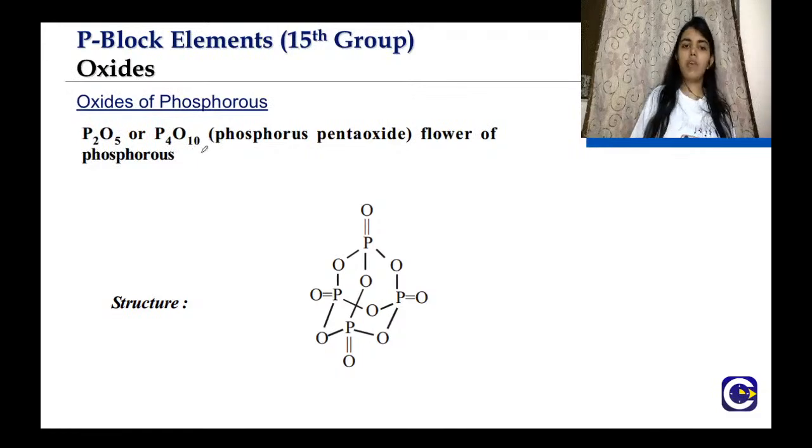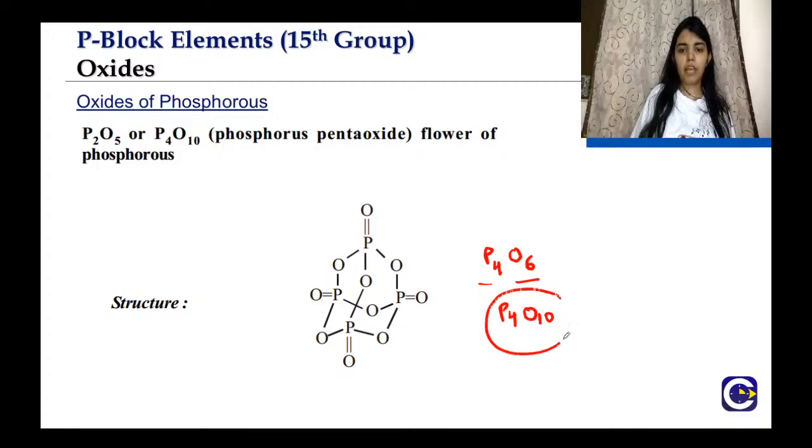Now the structure is very important. Once you learn the structure of the previous one, you just have to put a double bond O here. With each phosphorus you have to add a double bond O. So this was P4O6. Now on each phosphorus you will be adding a double bond O, so 1, 2, 3, 4 oxygens are added. So this will become P4O10. This is the basic structure of P4O10.